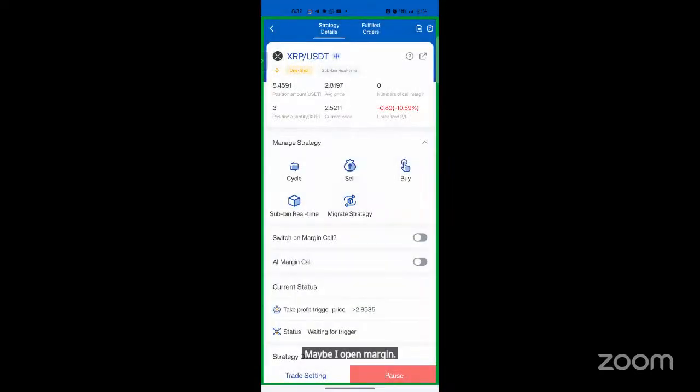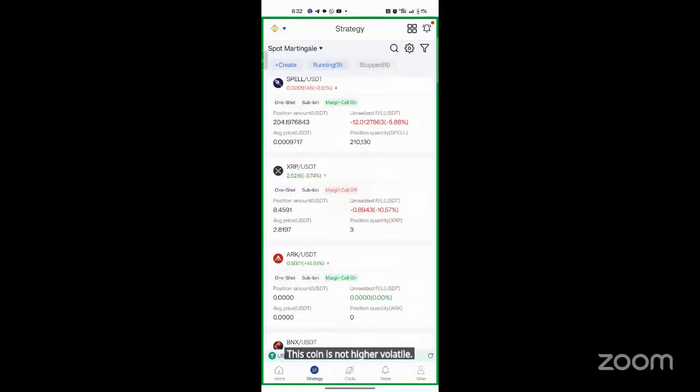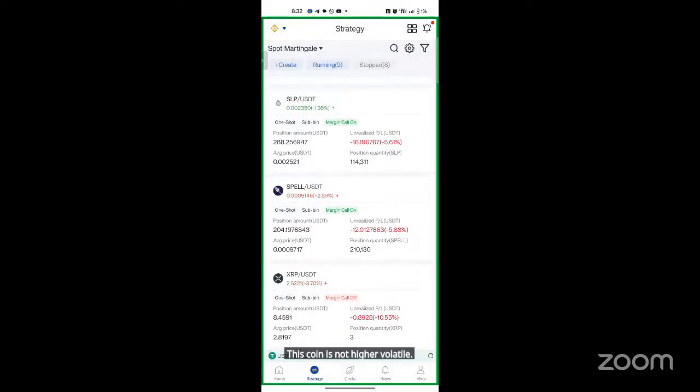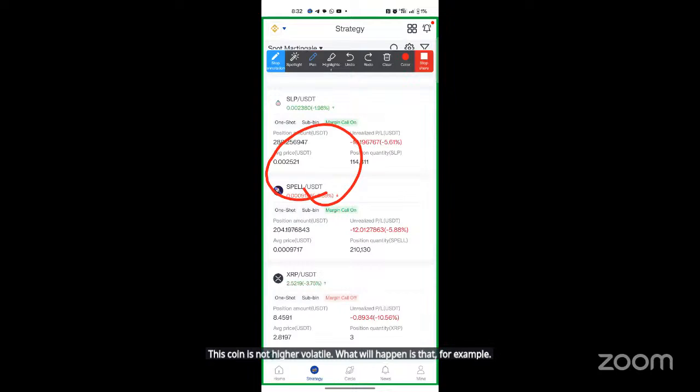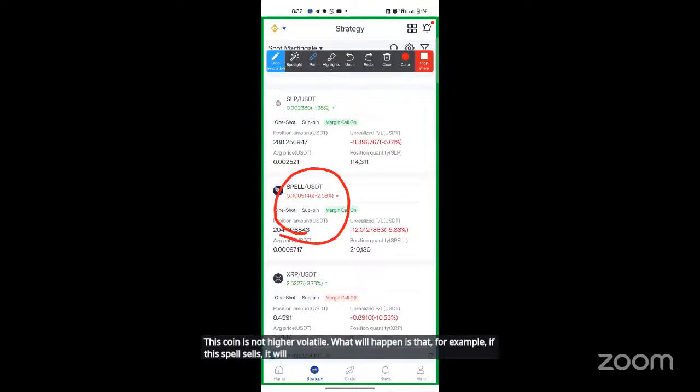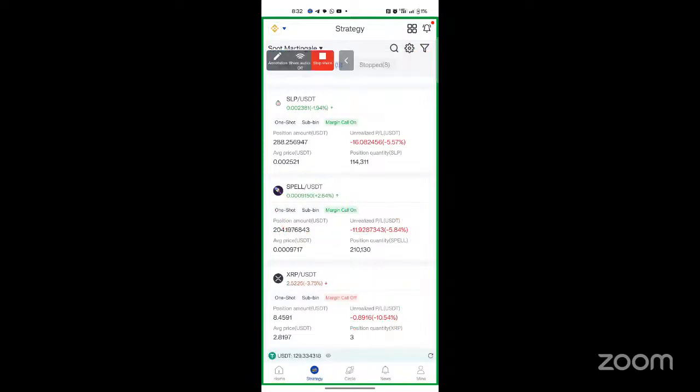This coin is not highly volatile. What will happen is that, for example, if this sells, it will move out of the market. Then it comes back down here waiting for another entry. That's why you set several. I don't know if I've made sense.